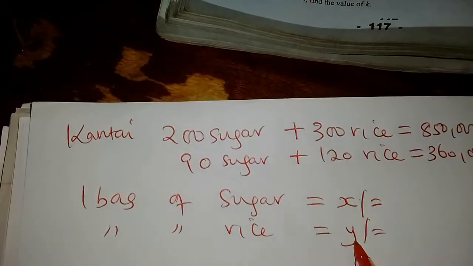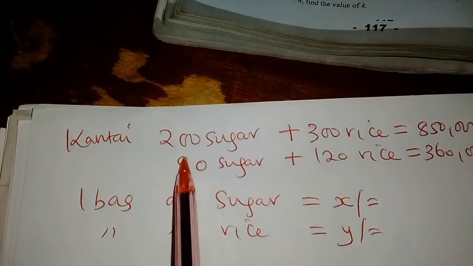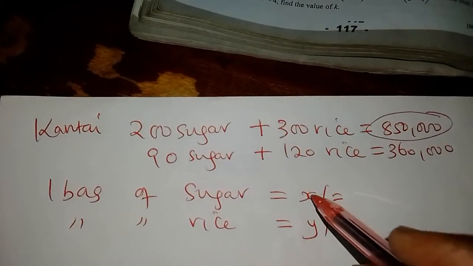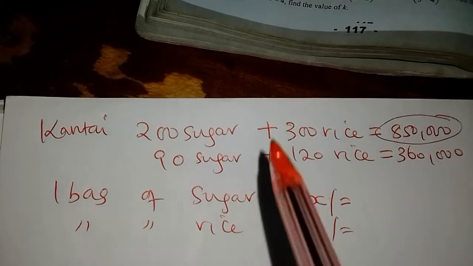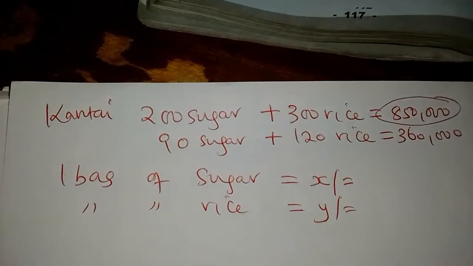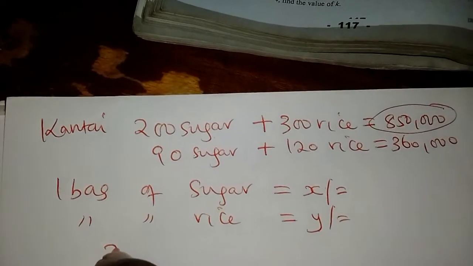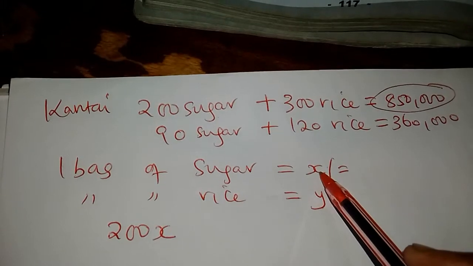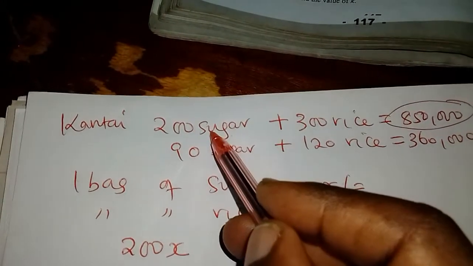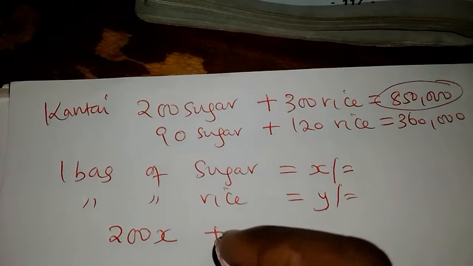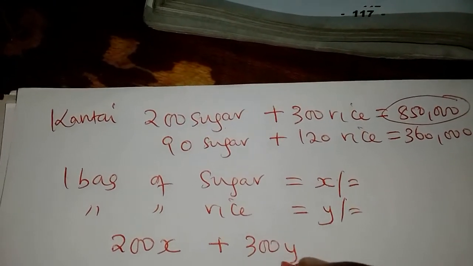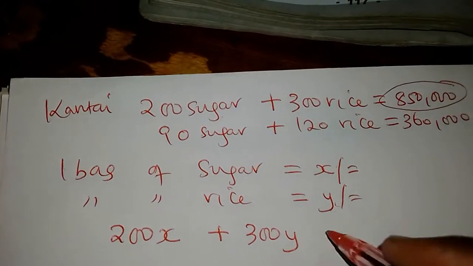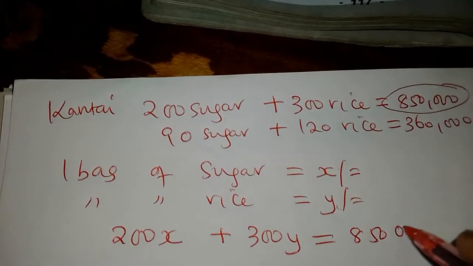Now in form of X and Y, we want to see how much will Kantai end up spending as given in this question, if you use X and Y as the prices of one bag of sugar and one bag of rice respectively. So we are going to have 200x. Why 200x? One bag of sugar costs X shillings, but the total number of bags bought are 200. So then plus 300y. One bag of rice is Y shillings, but the total number of bags bought is 300. That one will give us 850,000 Kenyan shillings.